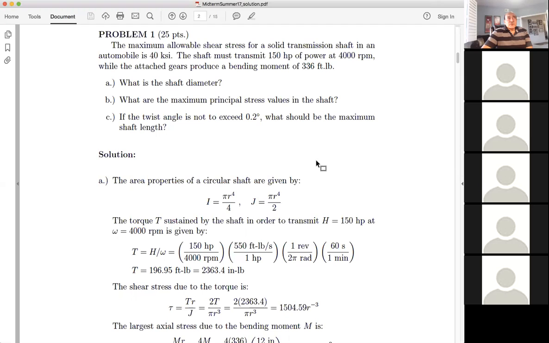So the first question that we wanted to have a shaft, but the shaft has to transmit 150 horsepower at 4,000 RPM. So it's an elementary part of shaft design, as you will do much more extensively in your second project. So this is 150 horsepower. We're given two numbers, horsepower and the RPM.